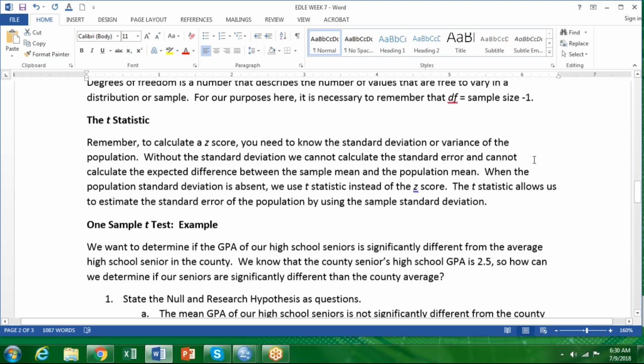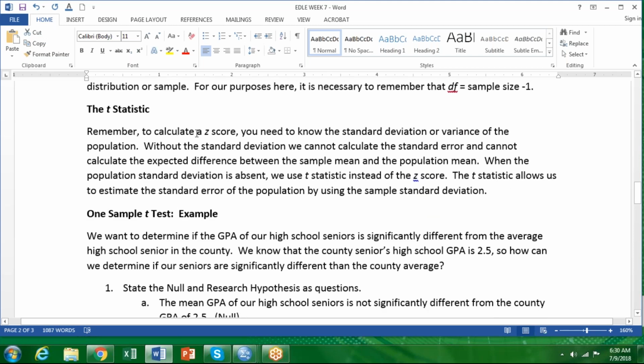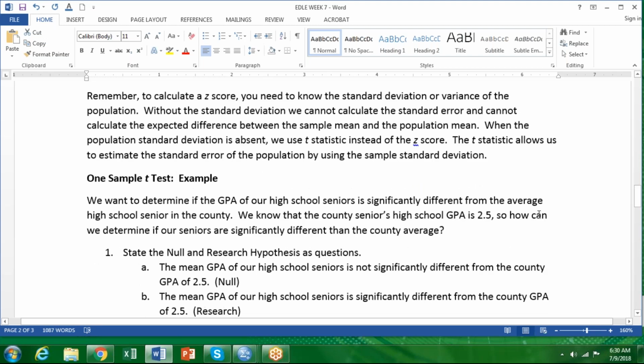Our t-statistic: remember, to calculate your z-score, you need to know the standard deviation or the variance of the population. Without a standard deviation, we cannot calculate the standard error and cannot calculate the expected difference between the sample mean and the population mean. So when the population standard deviation is absent, then we have to use a t-statistic instead of a z-score. And the t-statistic allows us to estimate the standard error of a population by using the sample standard deviation. Just to keep that definition in mind.